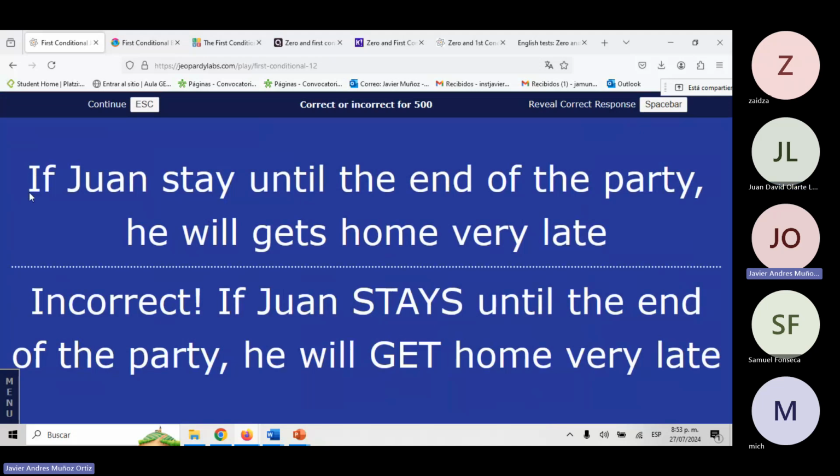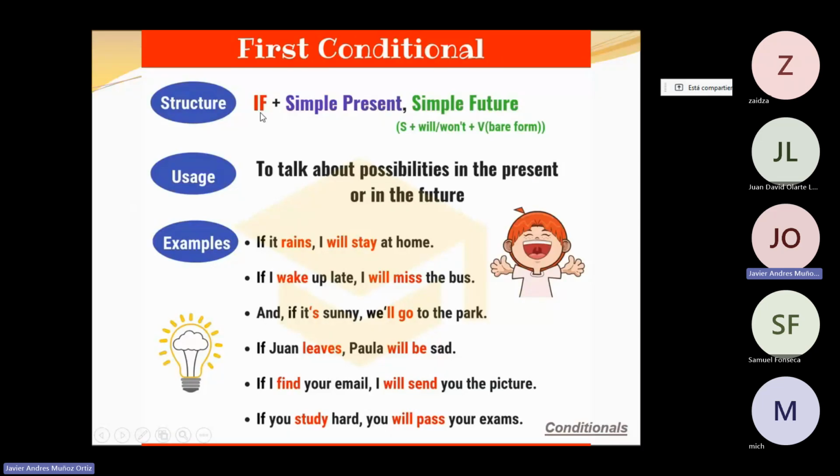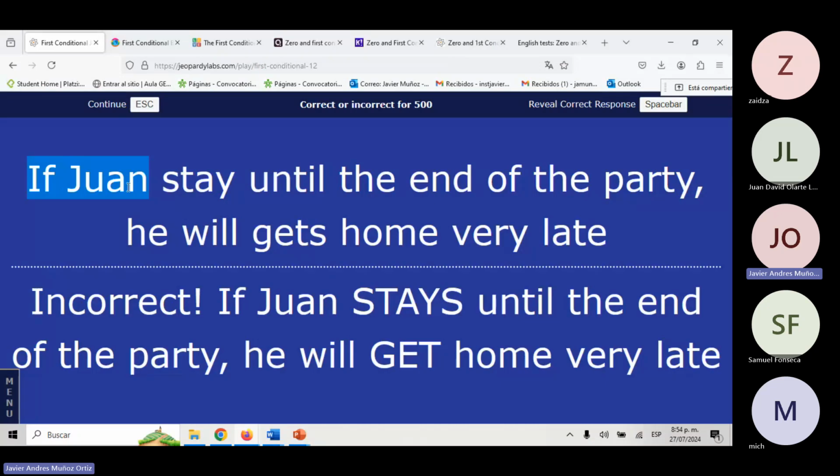Why? Because, Juan, this is present, so let me see, here it is. When we have the word if, we're going to use the simple present tense. Until now, it goes well, but because Juan is he, third person of singular, the main verb must be modified. What do we do with the verb? We add the letter S. If Juan stays until the end of the party, he will, when we have the future will, the main verb doesn't have any change. It's going to be in its verb form, I mean, without conjugation, in infinitive.